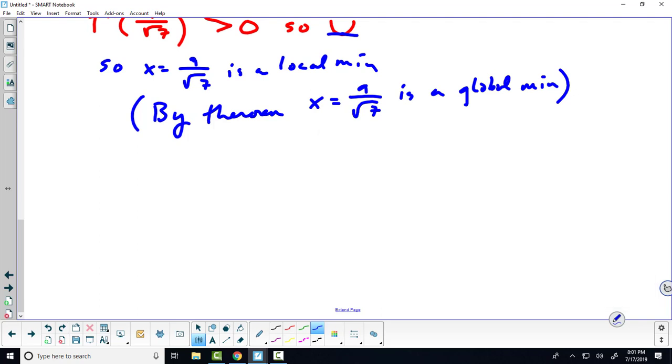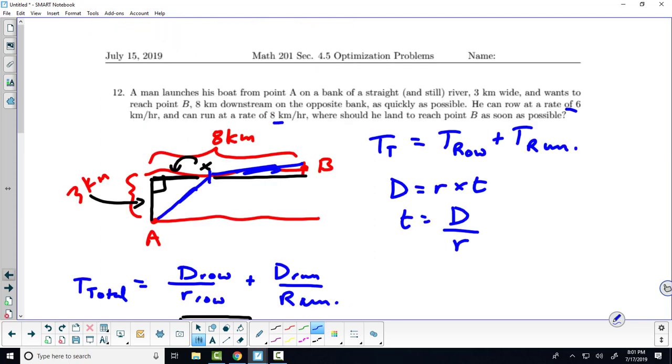Now, where the maximum then has to occur is at one of the two endpoints. Which one? You'd have to check to find out where the maximum occurred. Okay? All right, let's see if we've answered the question. I don't feel like we have. Oh, maybe we have. Where should he land in order to get to point B as quickly as possible?